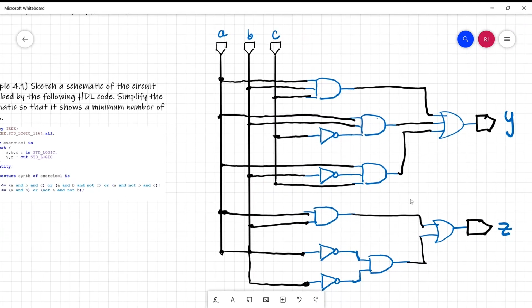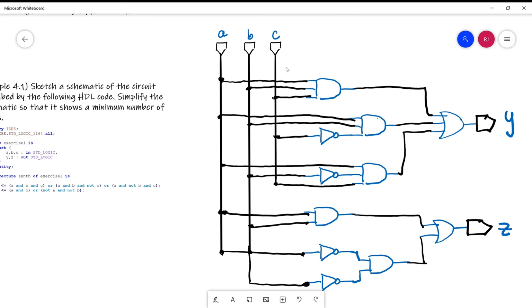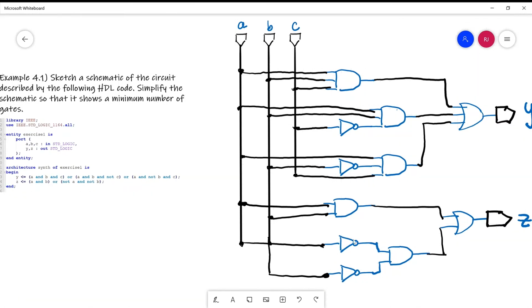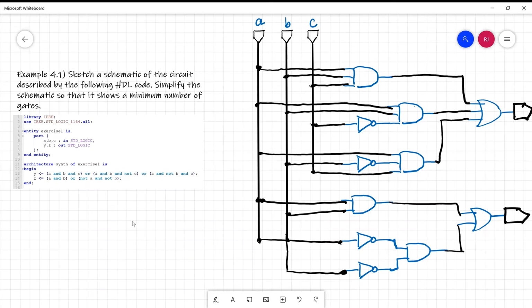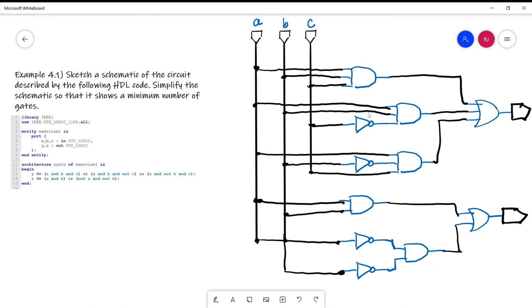The way that this is drawn is we have the three inputs A, B, and C on the top here, and the outputs Y and Z on the right. We went through the example of Z. We said that there would be two inverters. Here they are. We said that there would be two AND gates. Here they are. And then connecting the outputs of the AND gates is an OR gate. So that's part one of this question, the schematic from this HDL.